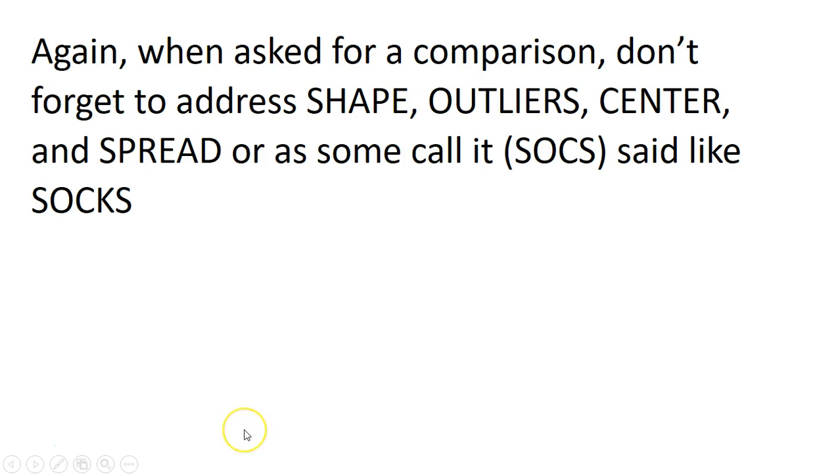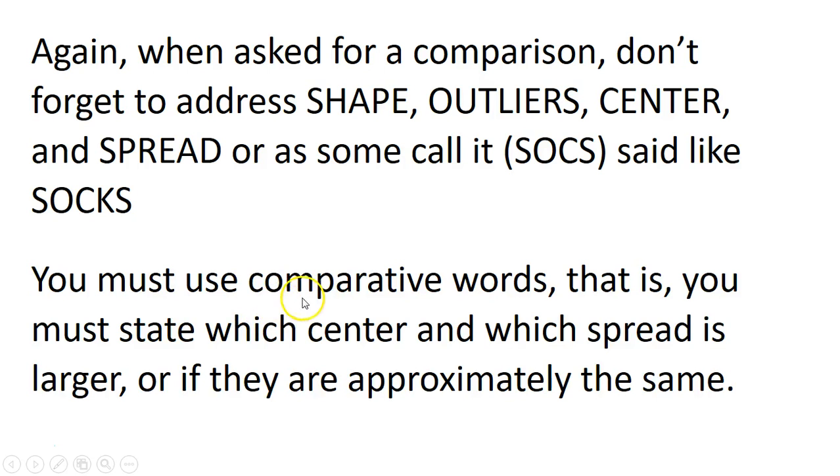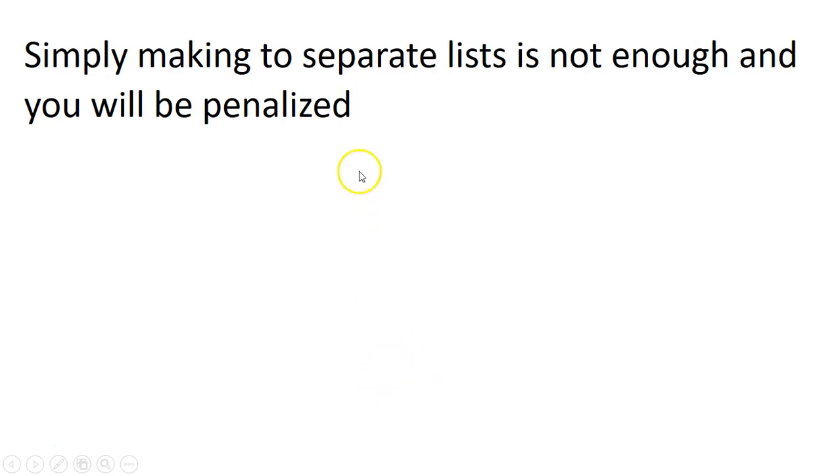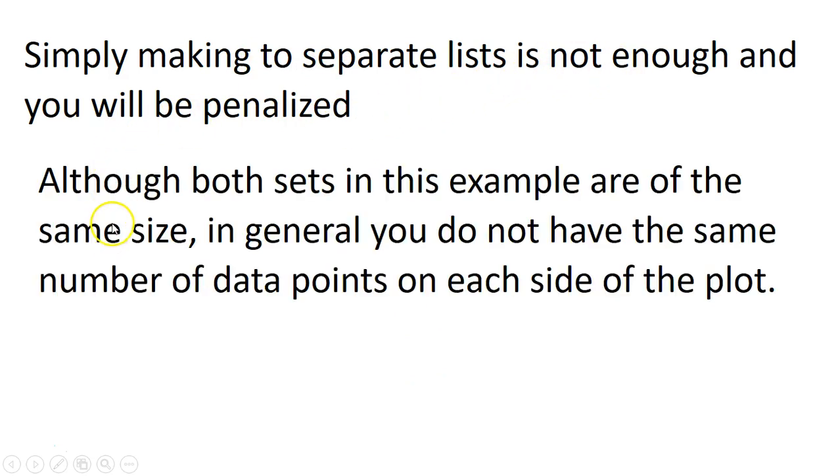And again, when asked for a comparison, don't forget to address your shape, your outliers, your center, and your spread, all right, which is basically our SOCS. You must use comparative words. That is, you must state which center and which spread is larger. If you're comparing them, which spread is larger, which center is larger. Or if they are approximately the same, you want to say that. Simply making two separate lists is not enough, and you will be penalized on the AP exam.